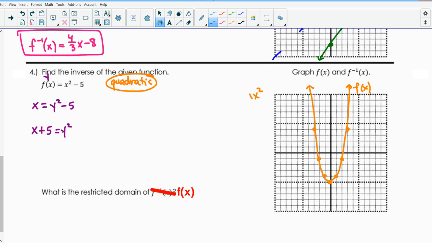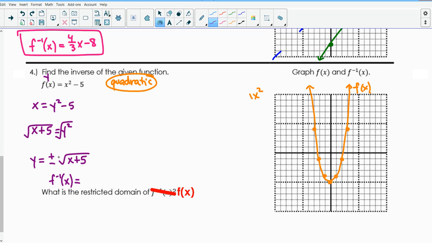If I want to get y by itself, I take the square root, which means y equals, when I take the square root, a plus or a minus, the square root of x plus 5. Okay, but here's the catch. I don't want a plus or minus square root. My inverse function, so f to the negative 1 of x equals, I can pick which one.